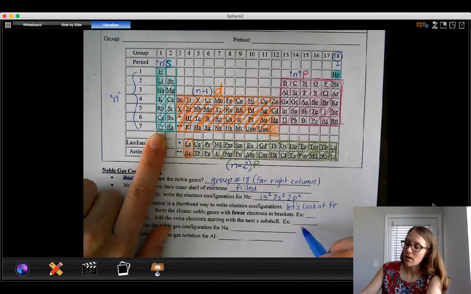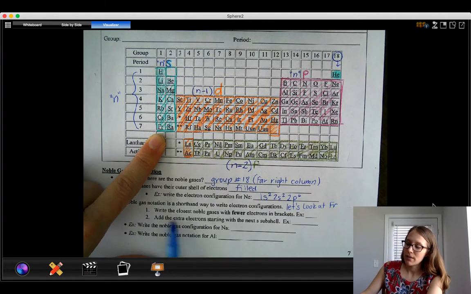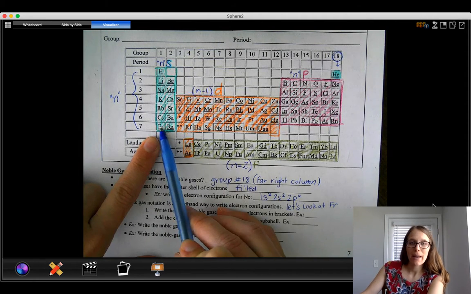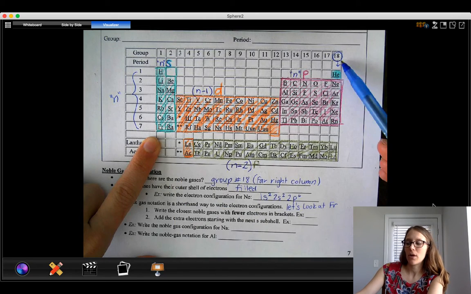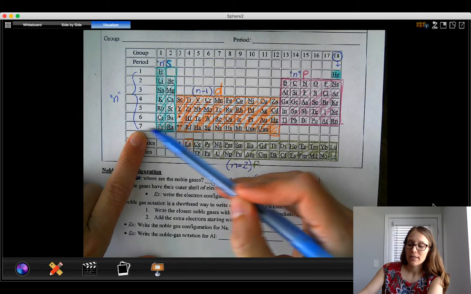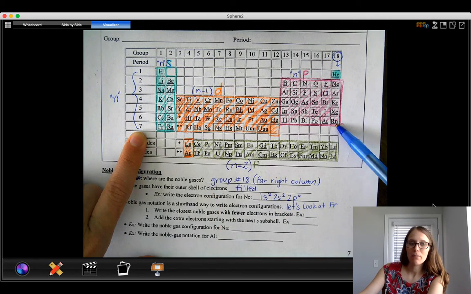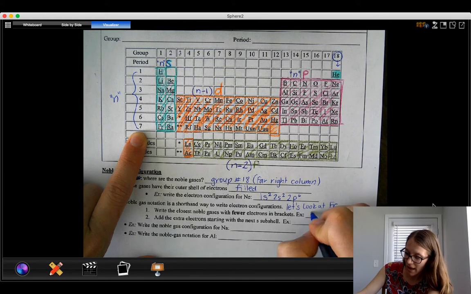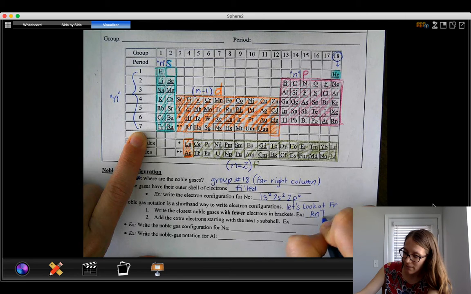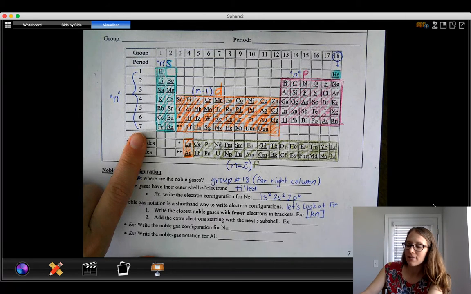So the shortcut method is, first, we find the closest noble gas with fewer electrons. That means I'm going to start at this element and go backwards on the periodic table until I run into something that's in this column. Francium is here in row 7, so I go backwards, and the previous element before francium that's in group 18 is radon, which is Rn. So I'd write its symbol in brackets.